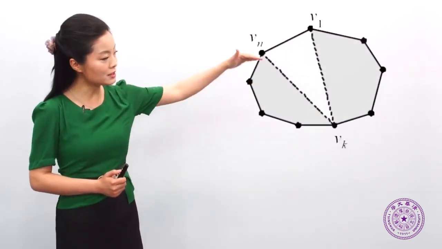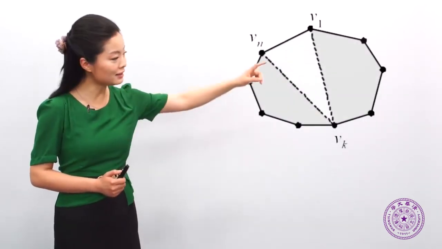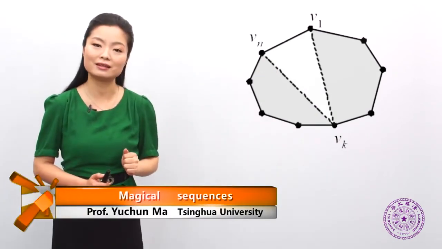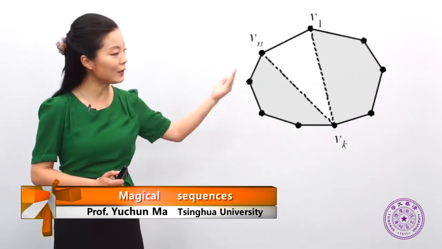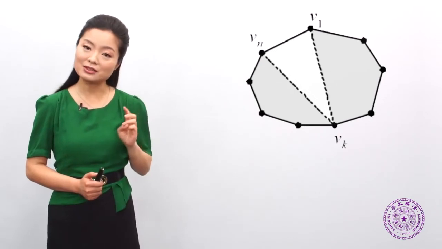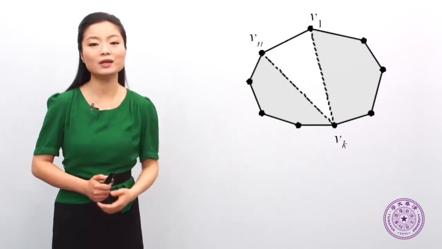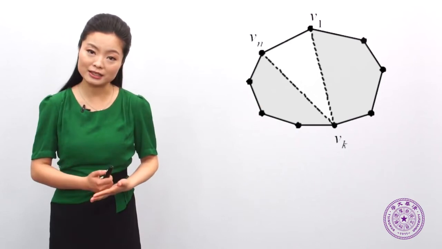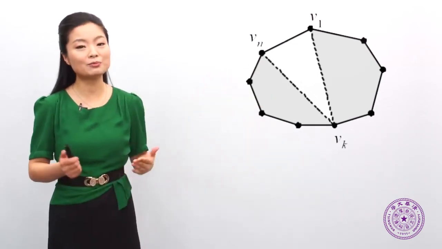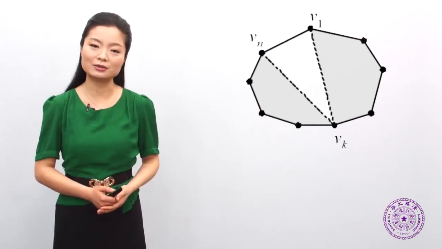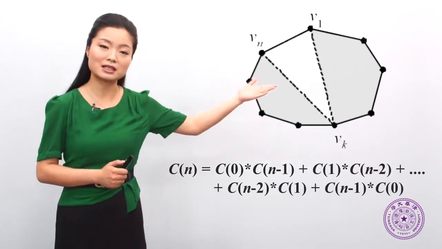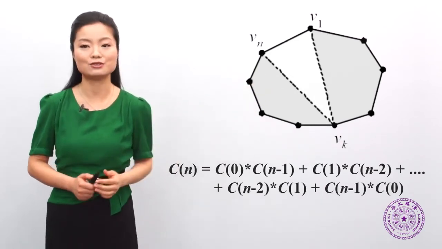Let's match this up with an n-gon, naming the first vertex V1. Then the final vertex will be Vn. So we can simply take the side V1 to Vn to find the corresponding triangle. The other vertex of this triangle we represent by Vk. So this k can take any value from 1 to n. According to the value Vk takes, we can construct a fitting recurrence relation. Cn is equal to C0 times Cn-1 and so forth.